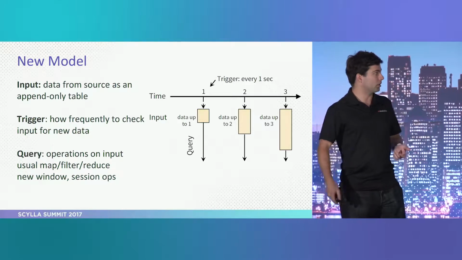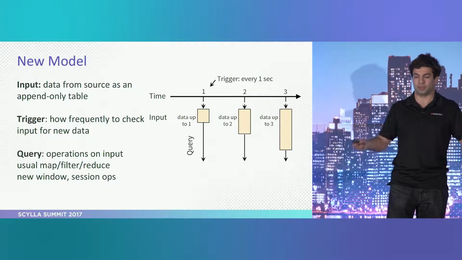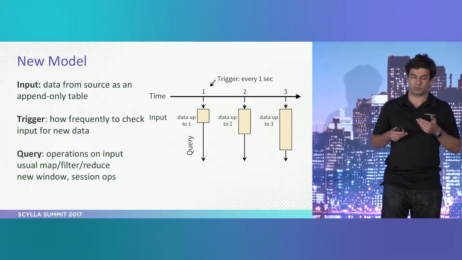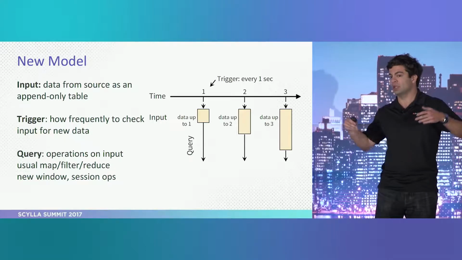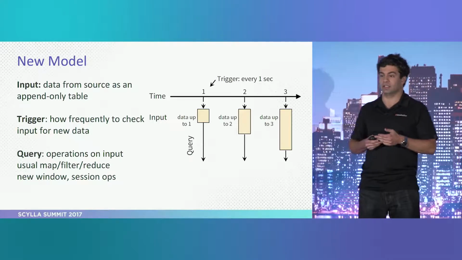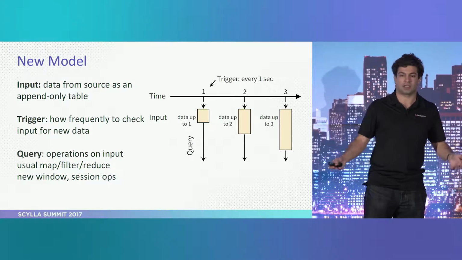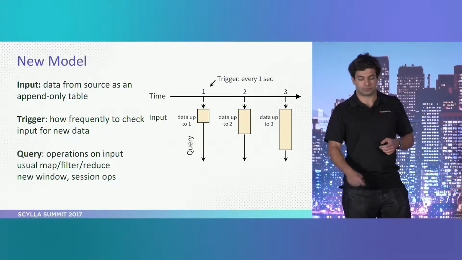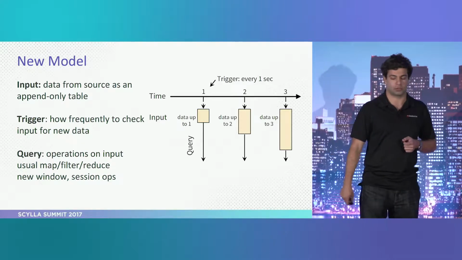So with our new model, we have several concepts. The first is your input data. So where's your input coming from? It could be log files. It could be Apache Kafka. It could be a MySQL table. It could be a Cassandra or a Scylla table. So you have new data coming in here, and it has to be an append-only source.